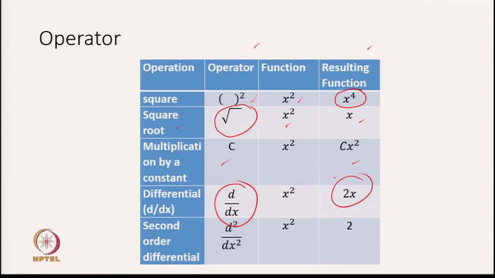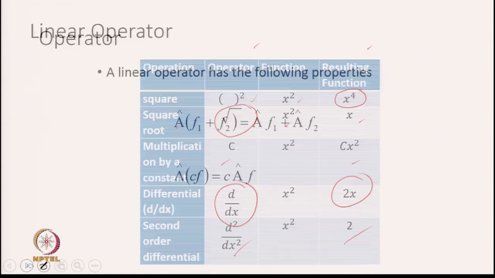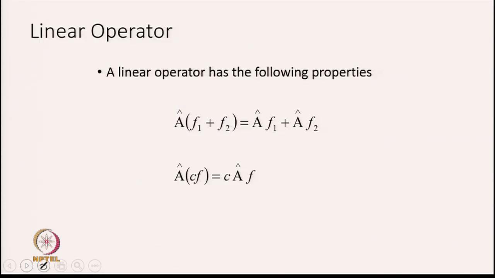And second order differential can be another operation, and the operator will be d2 by dx square. If I apply this operator to x square, I am going to get the value of 2. So, I hope that now you understand operator. Let us go and understand linear operator.